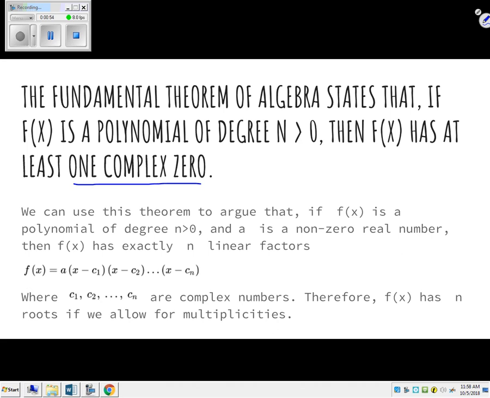Okay, so a couple corollaries to this theorem that I really like. It says that if we have a polynomial of degree n greater than 0, let's just say a third degree polynomial, so that would be a cubic function, then if I was to factor it out, I should have exactly 3 linear factors. Well, from what we've been doing, what does that mean for us? It means that we'll have n roots if we allow for multiplicities.